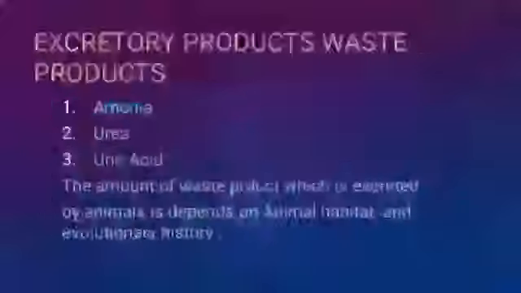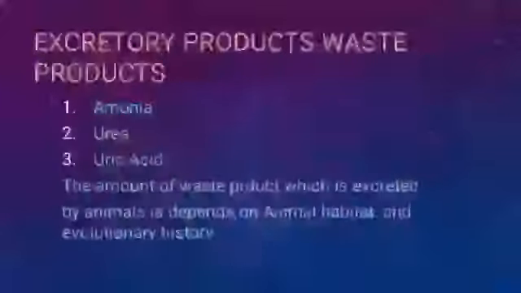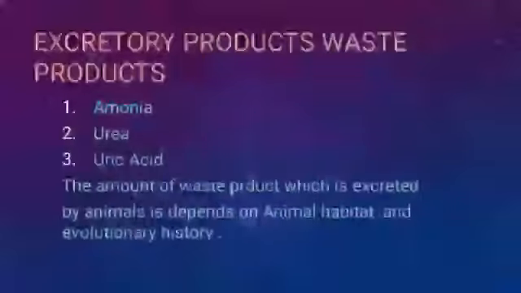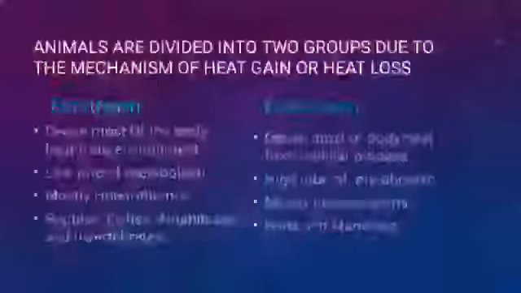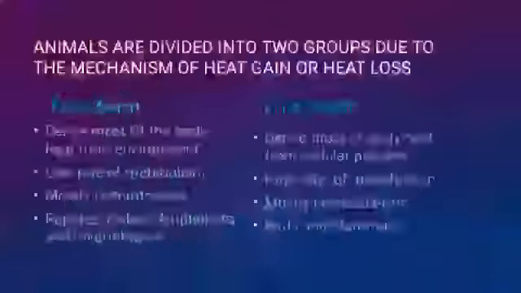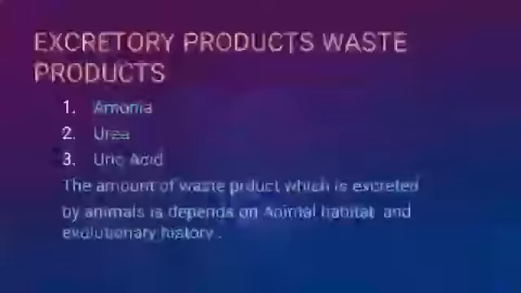Excretory products are waste products. There are three kinds of excretory products: number 1, ammonia; number 2, urea; number 3, uric acid. The amount of waste product excreted by an animal is dependent on the animal's habitat and evolutionary history.